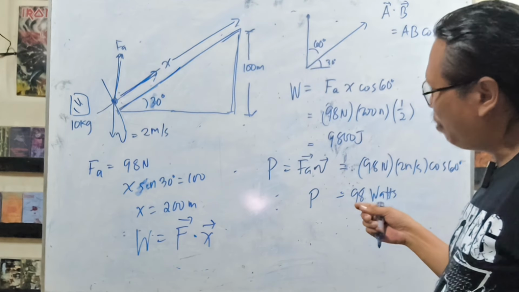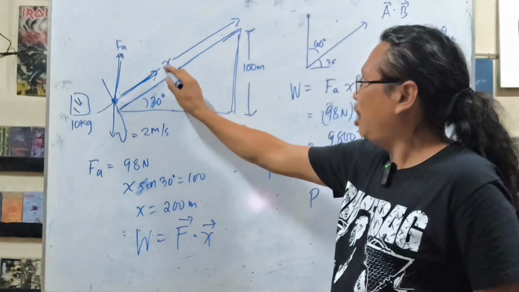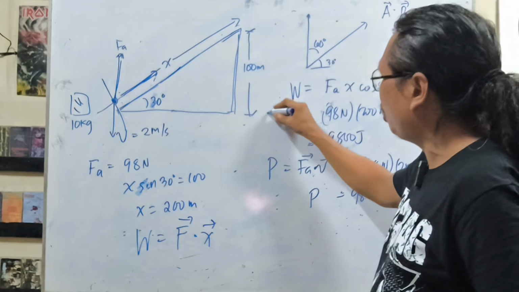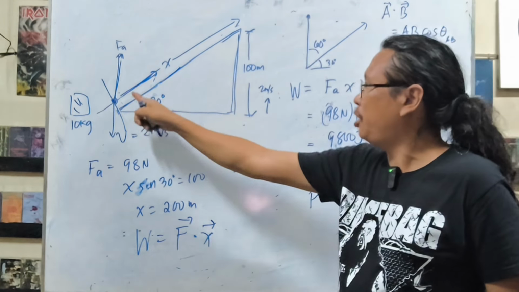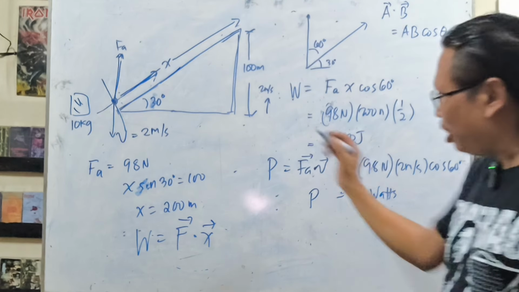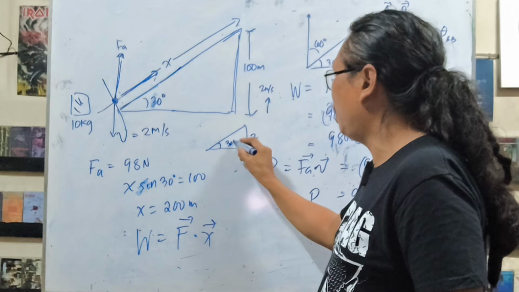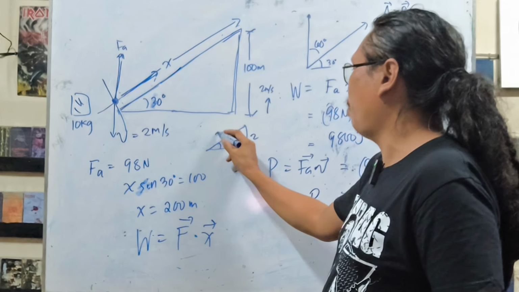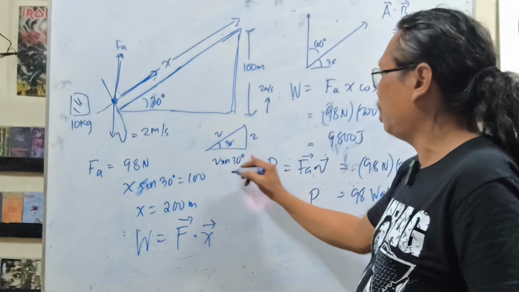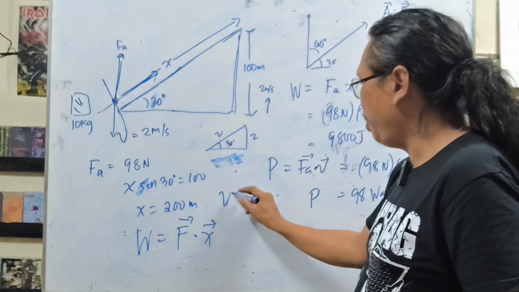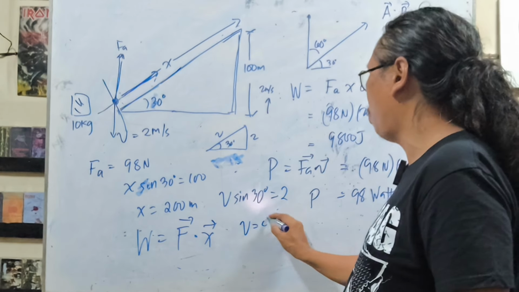Okay, follow up. What if the 2 meters per second is not on this line, but actually 2 meters per second ascend? You ascend at 2 meters per second, but then this is your path. Well, it's just a triangle again. You have 2 and you have 30 degrees. So let's take this as our V. Here, V sine of 30 degrees is equal to 2. This is 1/2, so meaning V is equal to 4.